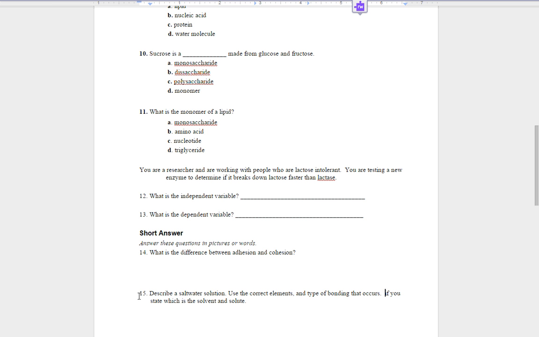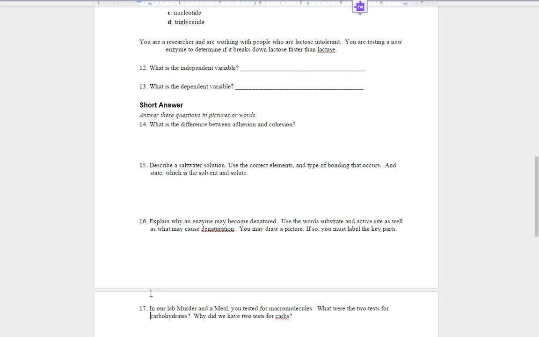Describe a saltwater solution. Use the correct elements and the type of bonding that occurs, and state which is the solvent and which is the solute. Okay. So for 15, you're describing a saltwater solution. Remember, you can draw a picture. Use the correct elements and type of bonding that occurs between those elements. State which is the solvent and which is the solute.